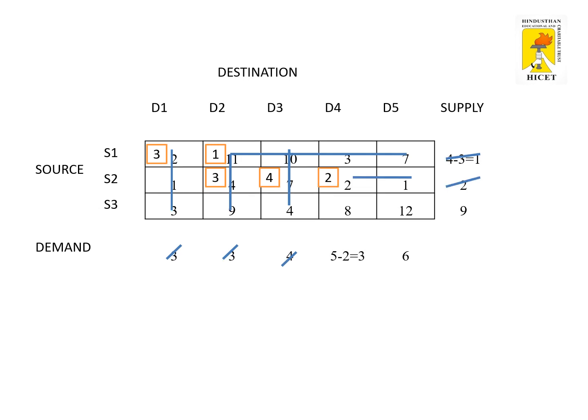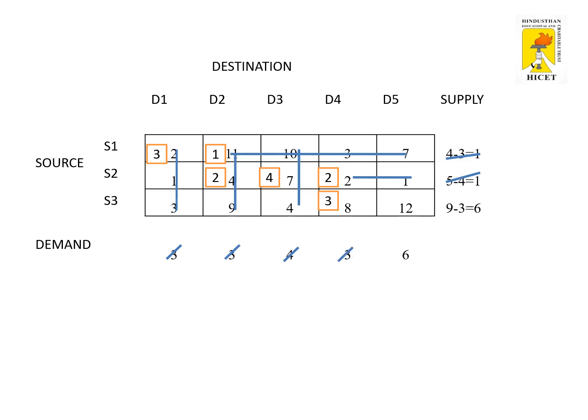So from the remaining table, the northwest corner cell is S2, D4. The minimum among the supply from source S2 and demand for column D4. So allocate the minimum, 2, to the cell S2, D4. The supply for the row S2 is completed, so cancel the row S2, and the remaining demand for D4 is 5 minus 2 equal to 3.